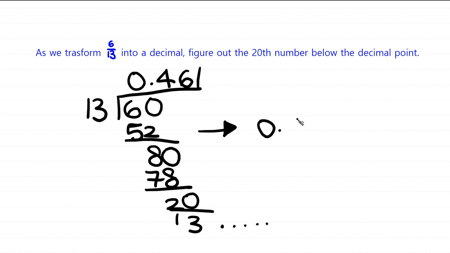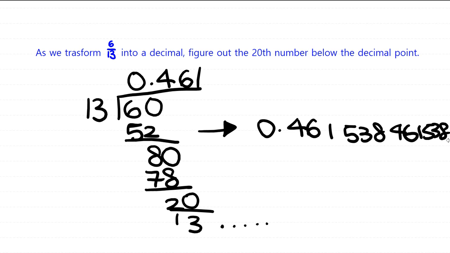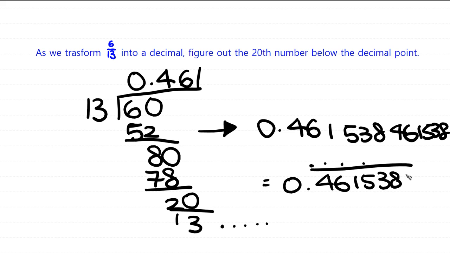If you keep dividing, I've already done the math for you, we end up with 0.461538461538461538, and that goes on forever. That tells us that 461538 is indeed the pattern, the cycle. So we have 6 numbers, 461538, in our cycle.